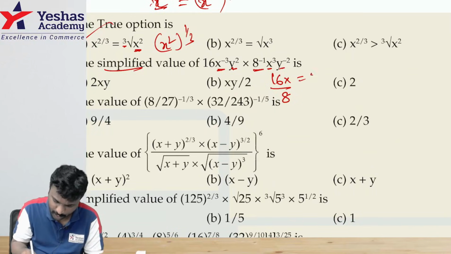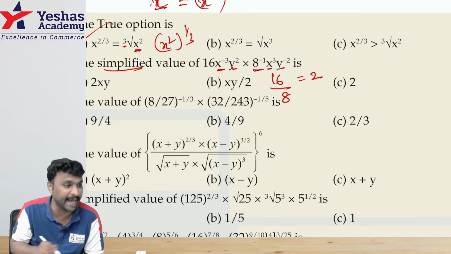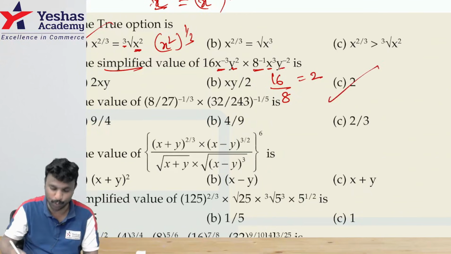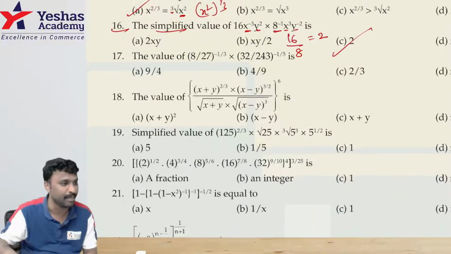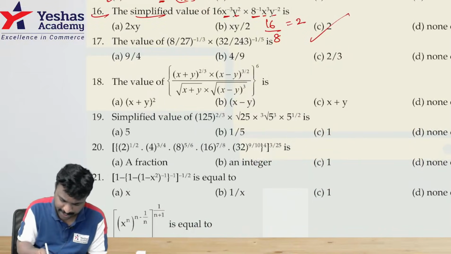So all we are left out is what? 16 by 8, which is nothing but 2. Option C is the right answer. Have you understood? Let's move on to the next question.